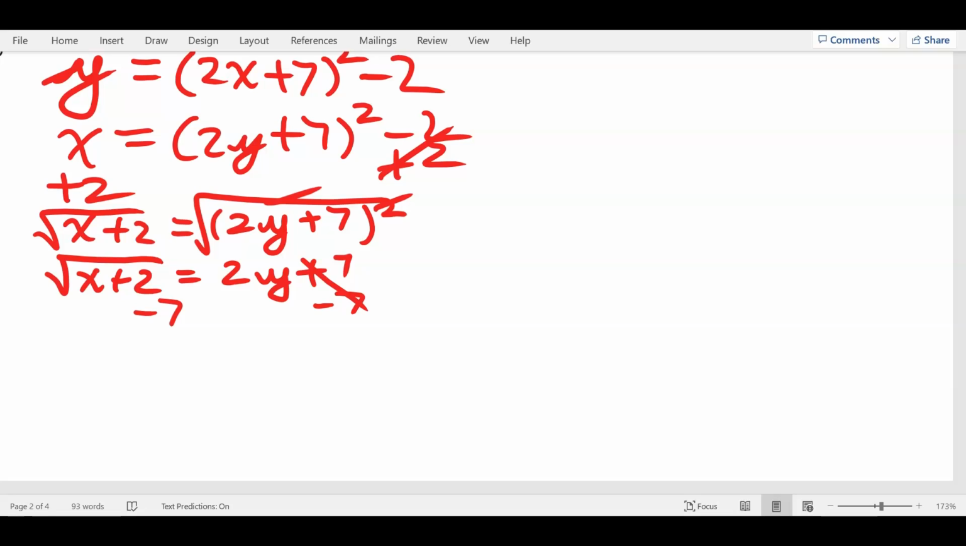So, what do I get? X plus 2 minus 7 does not combine. And then, how do I get rid of that 2? Divide by 2, thank you.